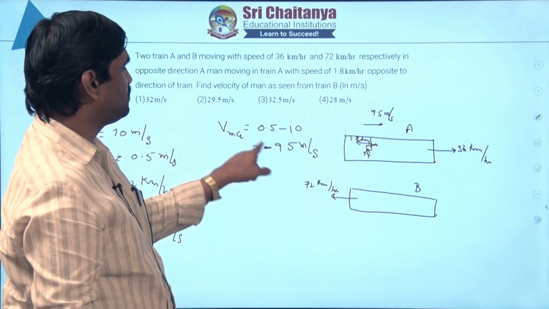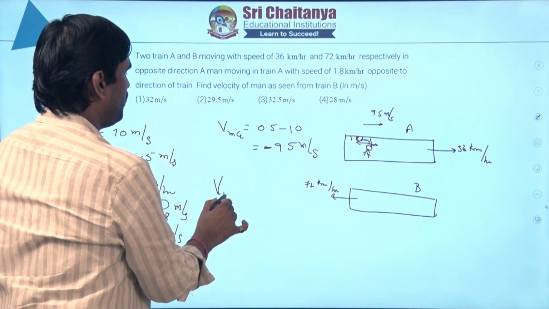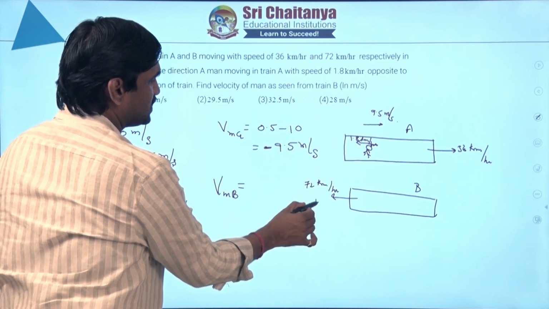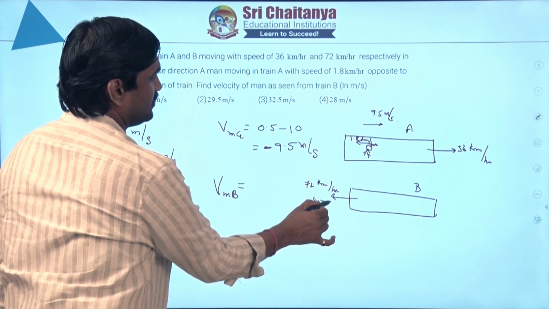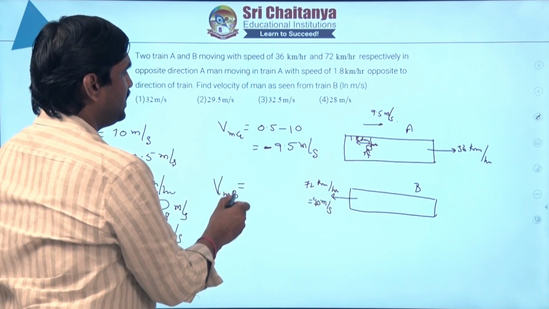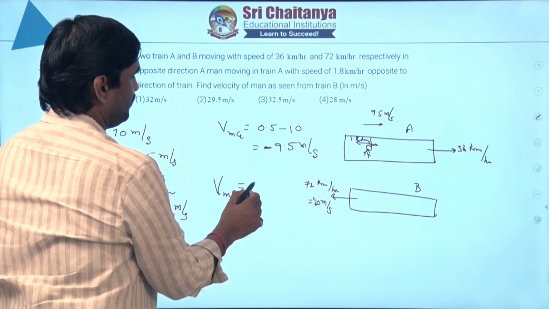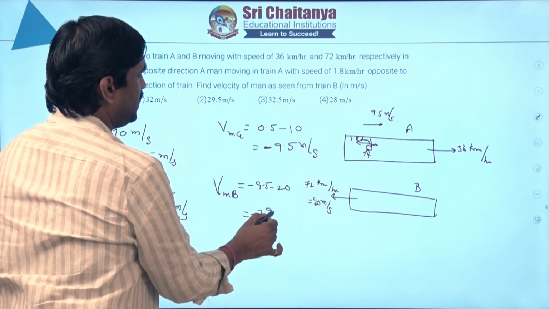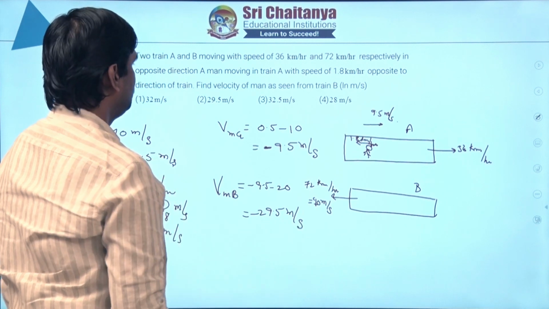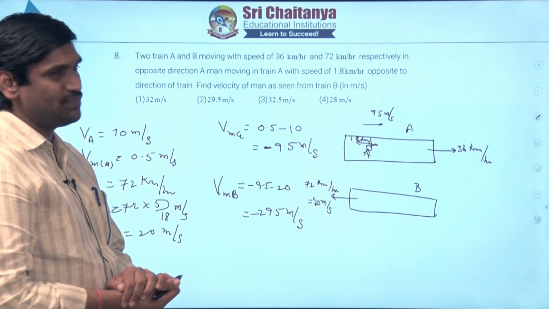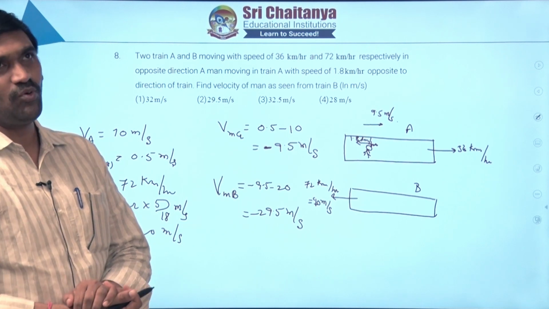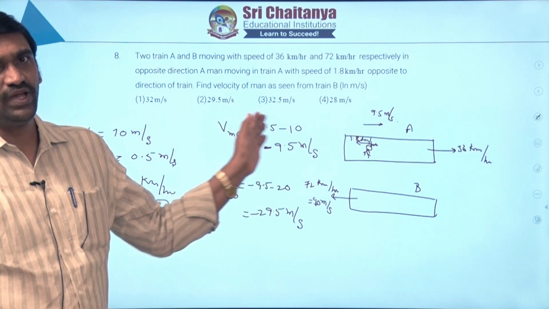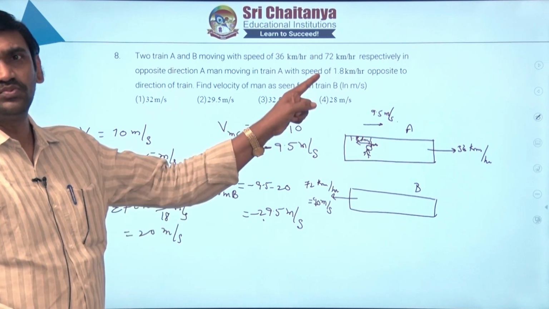Now the velocity of this person with respect to B, velocity of man with respect to B, is equal to 9.5 minus 20, since B is moving with 20 meters per second. That is minus 9.5 minus 20, which is equal to minus 29.5 meters per second. So the velocity of man with respect to B is minus 29.5 meters per second. That means the person in B appears that he is moving back with that velocity. So out of 4 options, this is the correct one.